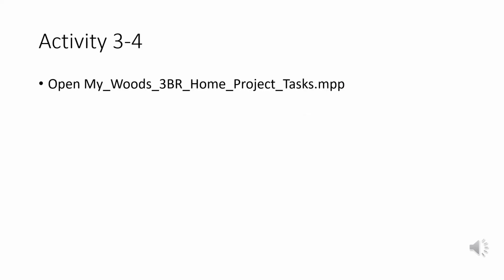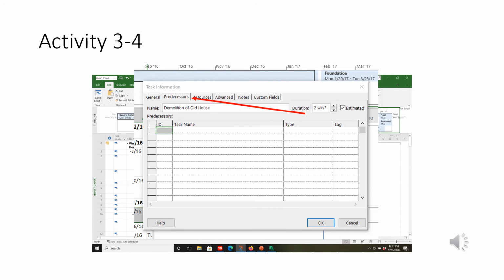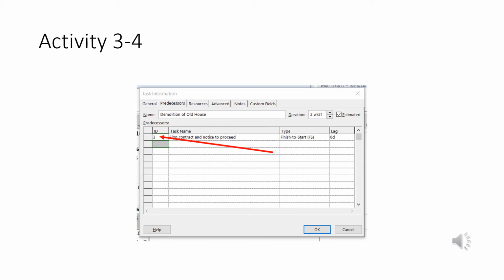Okay, let's work with this a bit. So make sure you open the project. And what we're going to do is we're going to work with that demolition of the old house and define some relationships, the predecessors and things, and dependencies. The task information dialog box will pop up. I'm going to hit the predecessors tab. I'm going to enter 3 in the ID column and just hit enter. That 3 is the third task on our project, so we have to sign contract before we can start demolition of the old house.